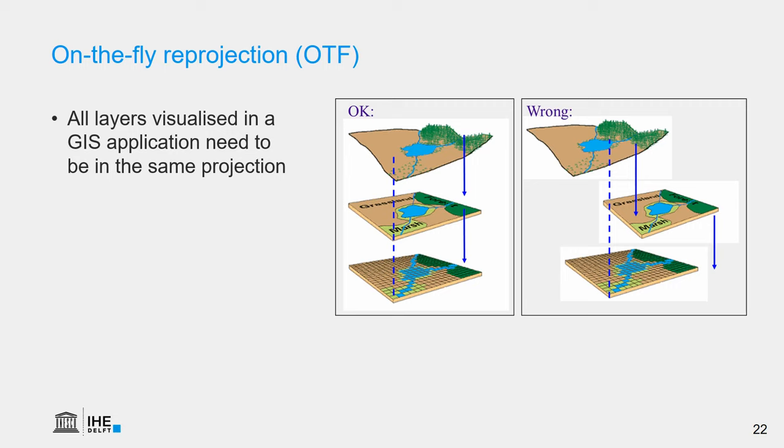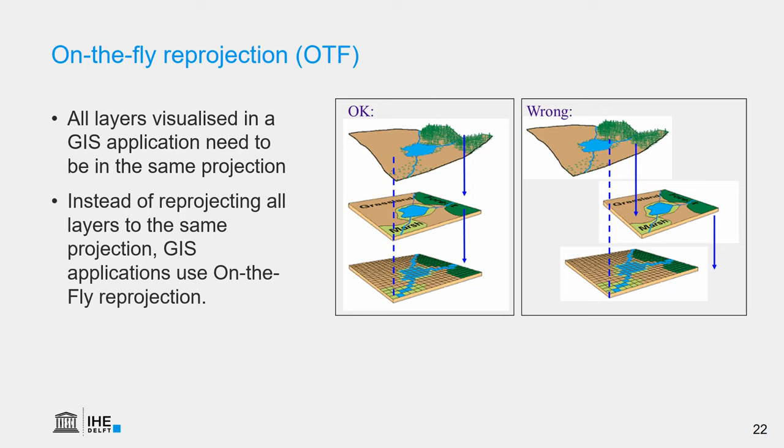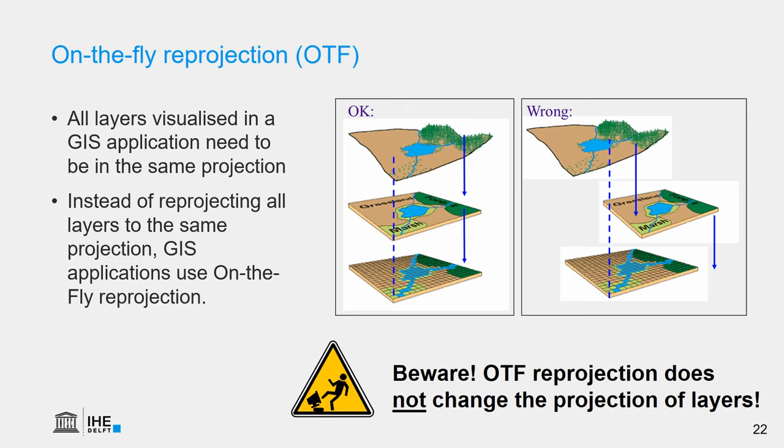So if you want to do calculations, you need to really use a reprojection function in the GIS to reproject it. So you have to really be aware that on-the-fly reprojection does not change the projection of your files. It only does it on the map canvas. And you can avoid a lot of mistakes by realizing that and doing a real reprojection.